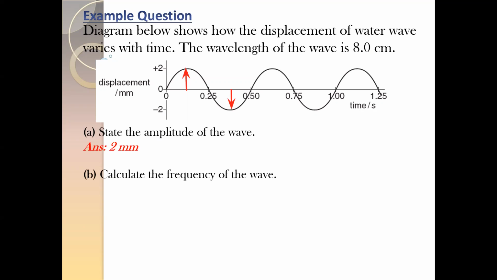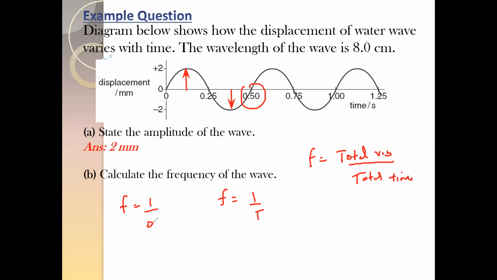Then calculate the frequency. Frequency means the number of vibrations every second. So how many vibrations are there? 1 vibration, 2 vibrations and 2.5 vibrations. Even if we know the time period, frequency is the reciprocal of the time period, or frequency is the total number of vibrations divided by the total time. So we can use any of the formulas. The time period here is 0.5 because that's one complete vibration. So frequency will be 1 divided by half, that is equal to 2 hertz. So the frequency of this wave is 2 hertz.